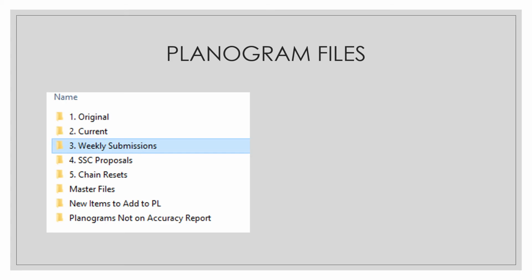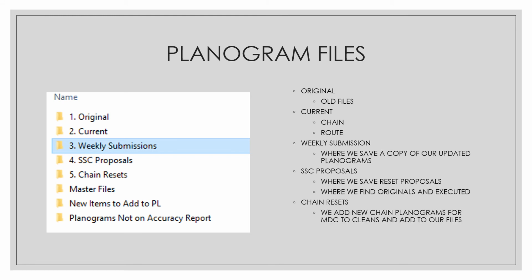In this next section, we're going to talk a little bit about some file details. So whenever you get to the planograms, you have the original, current, weekly submissions and everything like that. The original has, again, old files. The current, again, is chain and route. Weekly submission, this is where we save a copy of our updated planograms. We save one in the current route folder, or let's say it could have been a chain. Find the right folder that it goes into, and then we also save into the weekly submissions.